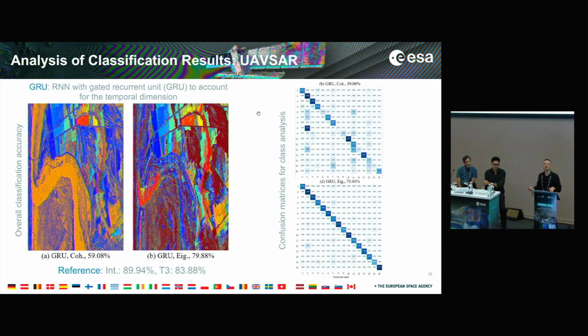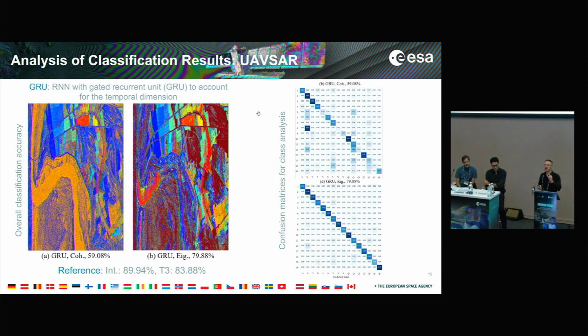So how do we use this to demonstrate the information content? Again, we use classification. In this particular case, we use a recurrent neural network. It's a convolutional neural network that is recurrent in time, so we can take into account both space and time. So here are the classification results.